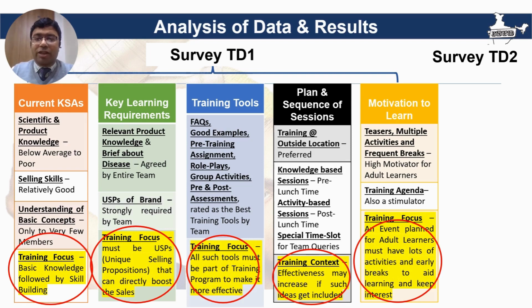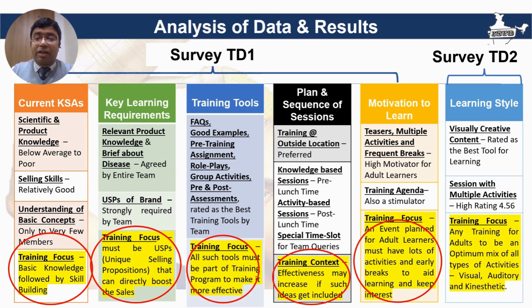In the second survey, which was directly with the frontline sales staff, we tried to find out their learning style. It was found that although most of the people had all the three, visual, auditory, as well as kinesthetic, most of them rated visually creative content as the best, and sessions with multiple activities were rated highest. So accordingly, once again, our focus was to include all the three components in our training session.